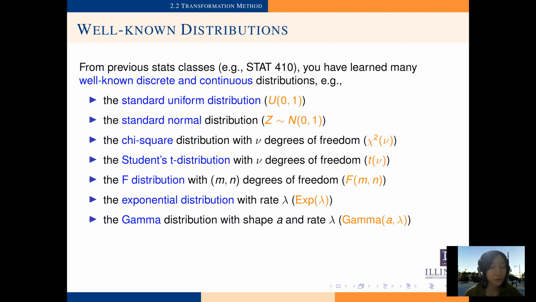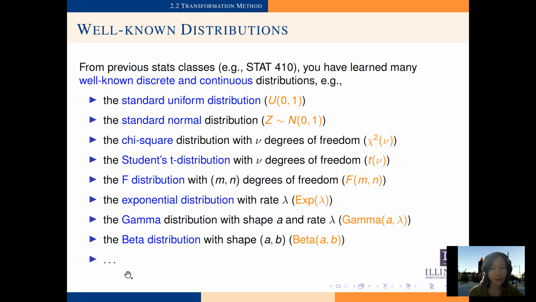The gamma distribution is a more general distribution compared to the exponential. It has parameters called shape A and rate lambda, and that can be denoted by gamma of A and lambda. And lastly, the beta distribution, which we also saw last time, and we mentioned that it's helpful for modeling proportions between 0 and 1, takes parameters A and B, and that can be denoted by beta of A and B.